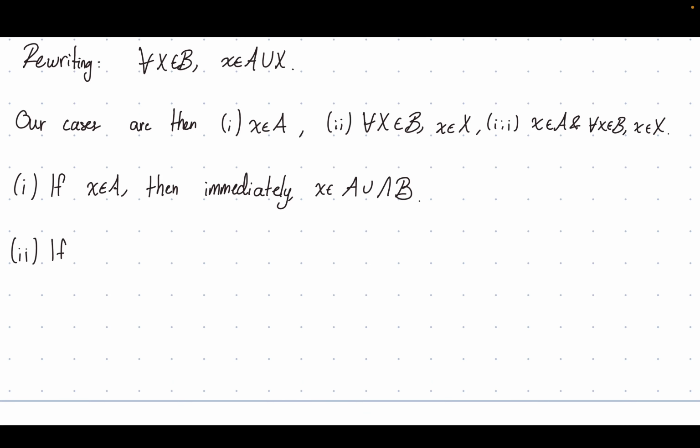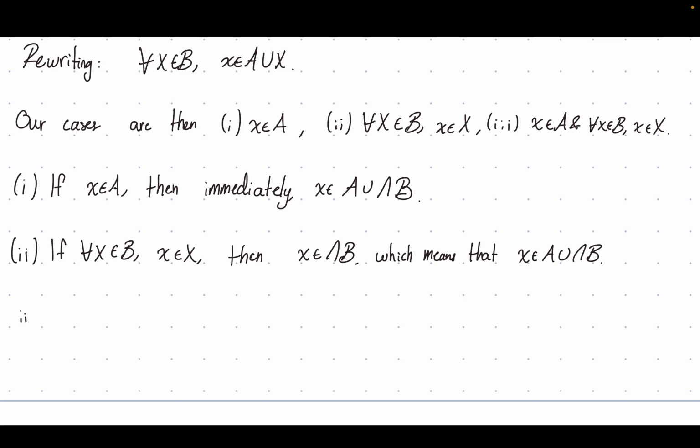Now, if for all x in B, little x is in big X, then x is in the intersection of B. Which means that x is in A union the intersection of B. And then case three, both one and two apply. So little x is in A union the intersection of B.